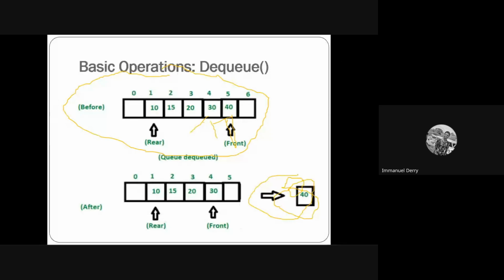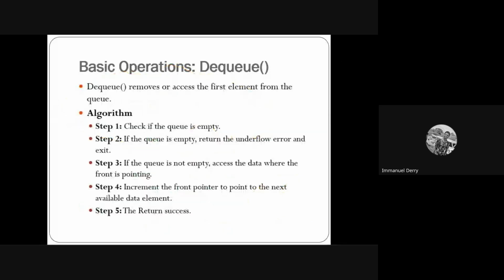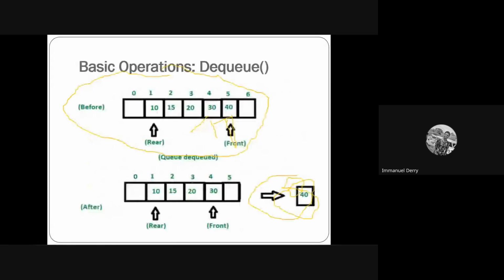So the algorithm states that we check if the queue is empty. And if the queue is empty, we have to return an underflow error and exit. However, if the queue is not empty, you have to access the data where the front is pointing. And then we increment the front pointer to point to the next available element. And then we return a success to show that the item has been dequeued successfully.